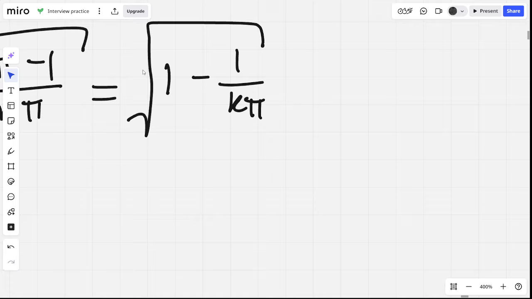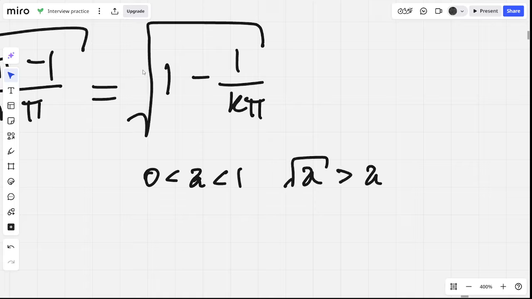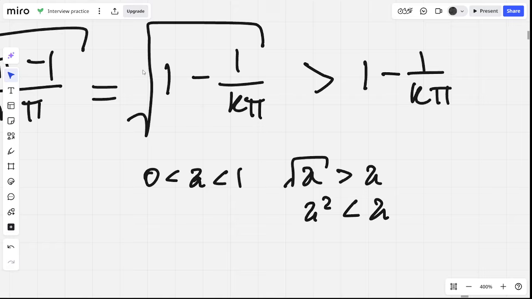What's essentially happening is that I am getting a larger square root. For instance, if I have a being between 0 and 1, if I square root a, that's going to be larger than a. And the inverse is true as well. If I do a squared, this is less than a. For instance, consider half. Half squared is a quarter. So yes, I think my argument there works. So essentially, this is larger than 1 minus 1 over k pi. I believe that's correct.